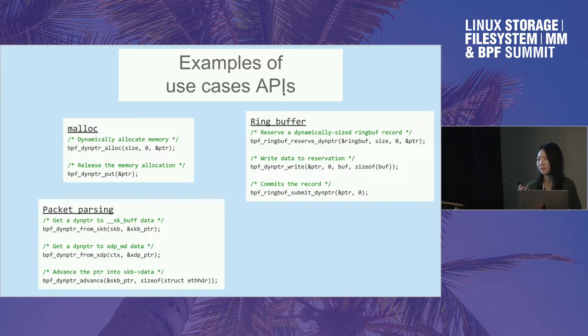I guess a related question on the SKB stuff: how do you handle frags? Do you have to walk the frags somehow? Yeah. So I was thinking that inside you're able to track which type of dynptr it is. If it needs to be paged in, it'll do that for you automatically, where it sees you're trying to access beyond it. Yeah. So like an SKB could have chained SKBs essentially, right? And it's all one.